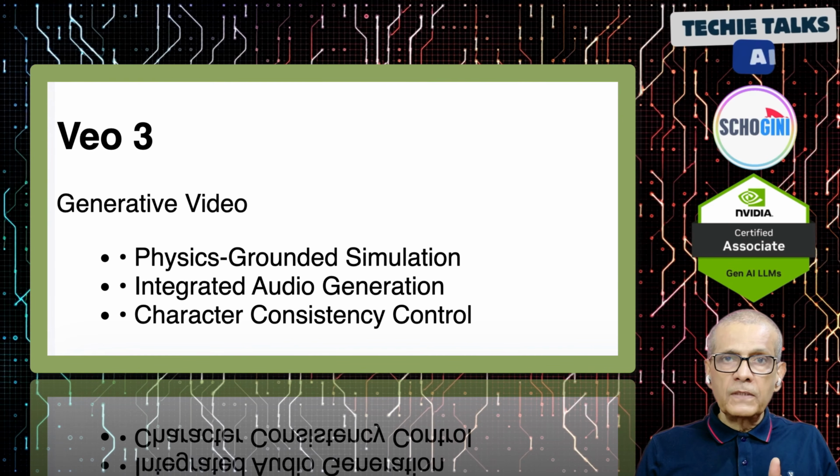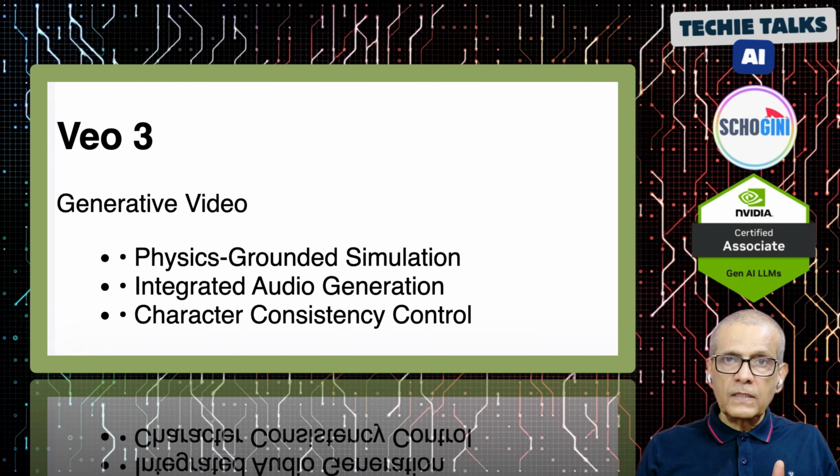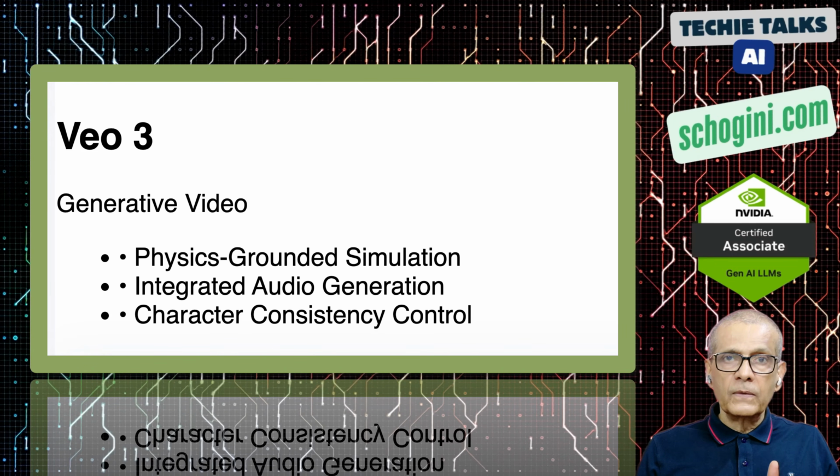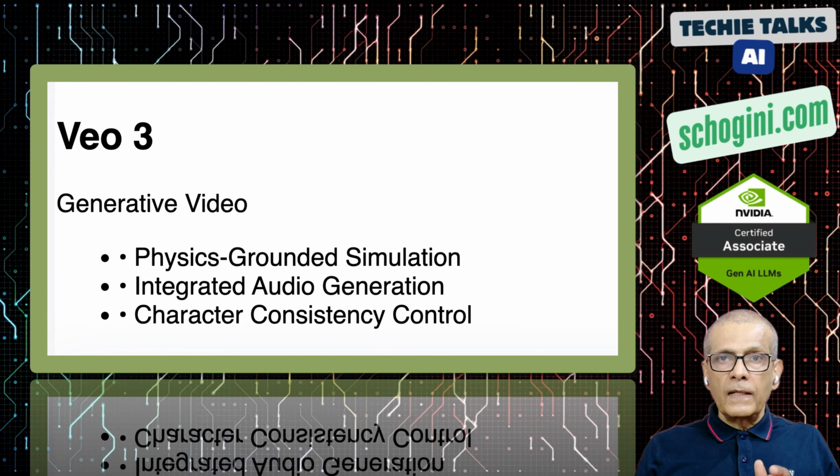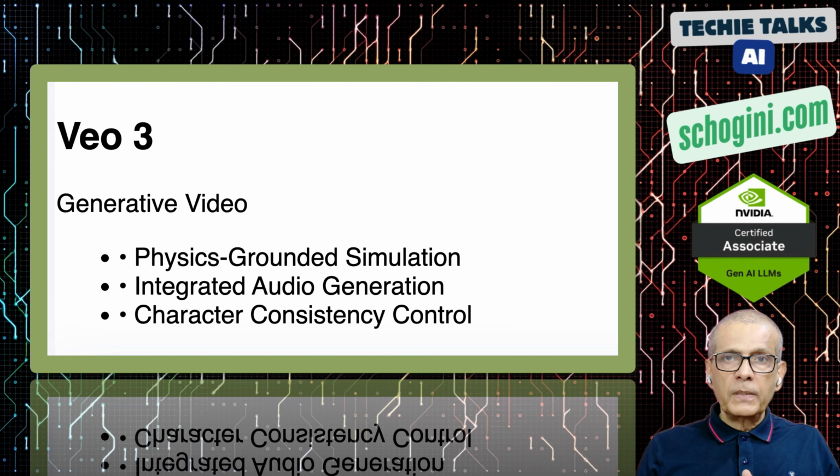How to access? Veo 3 is available in Vertex AI and Google AI Studio. It costs $0.75 per second. And Veo 3.1 is in private preview now.